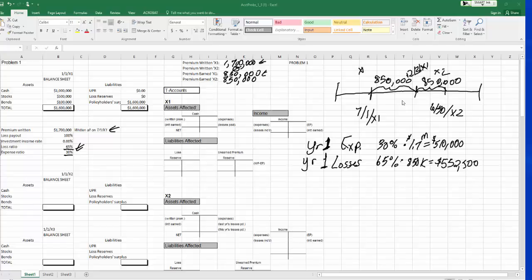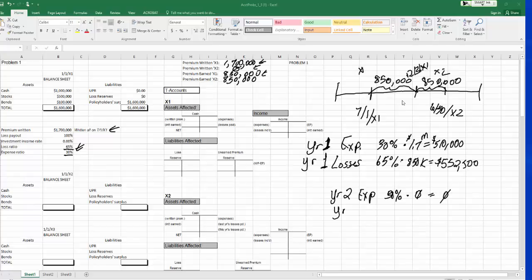Now, we can go ahead and calculate year 2 in this case, but you'll need a total from year 2 when we get to the investment income rate. But for this time, let's go ahead and calculate year 2 expenses and losses. Our year 2 expenses are our 30% times our written premium of year 2, and that's 0 in this case. So our expenses for year 2 are 0.